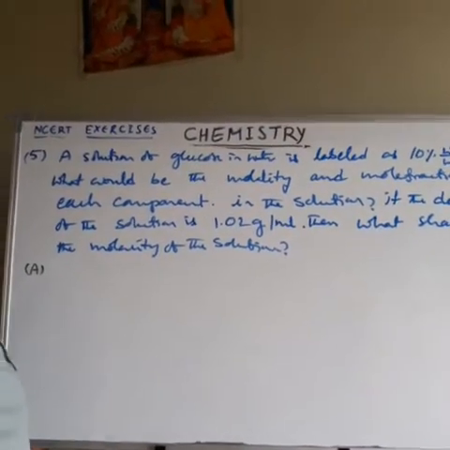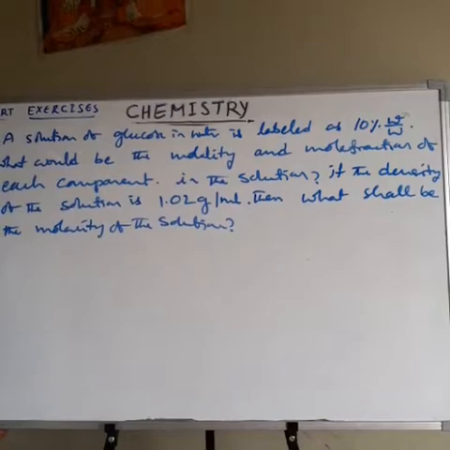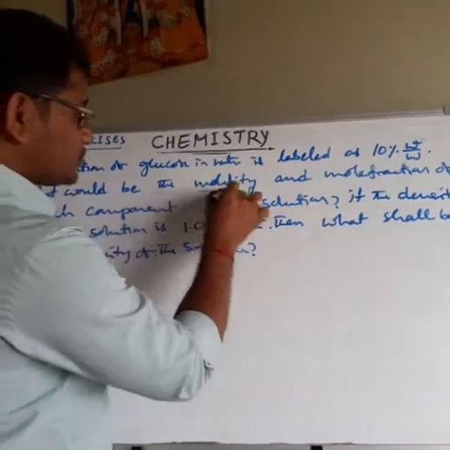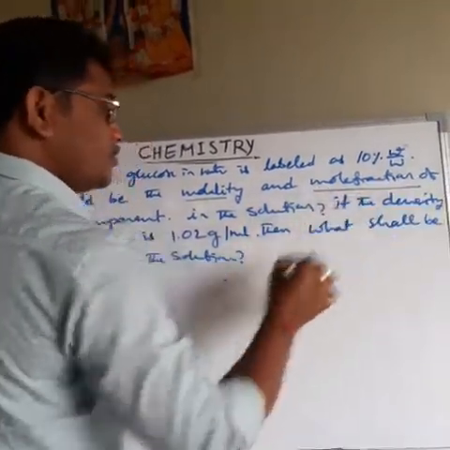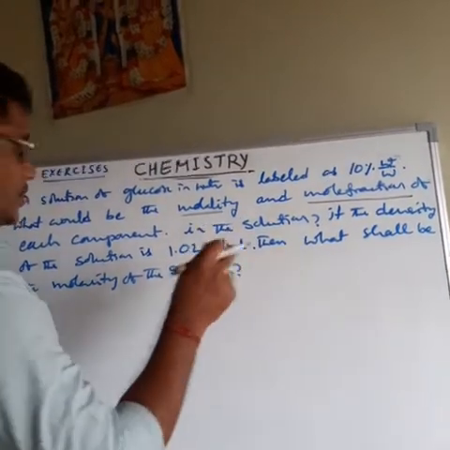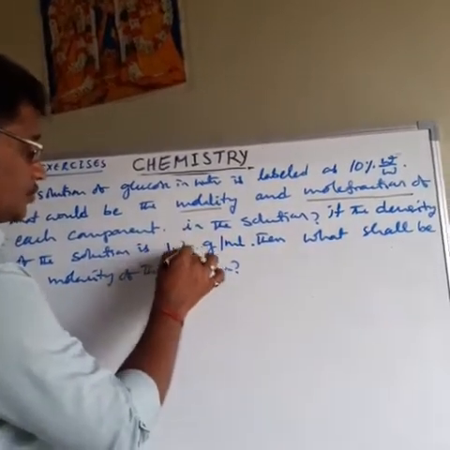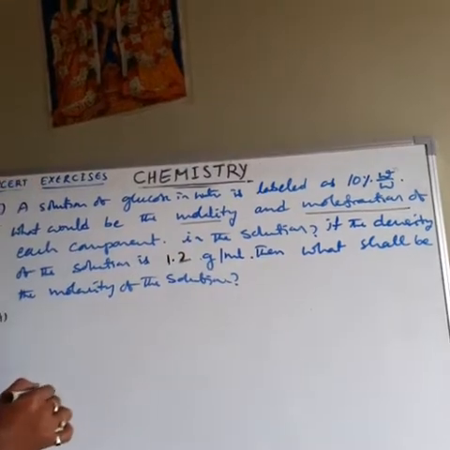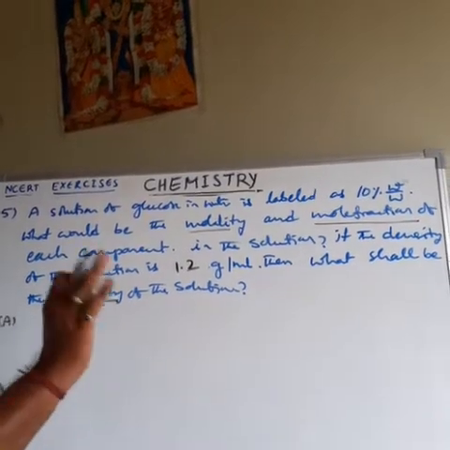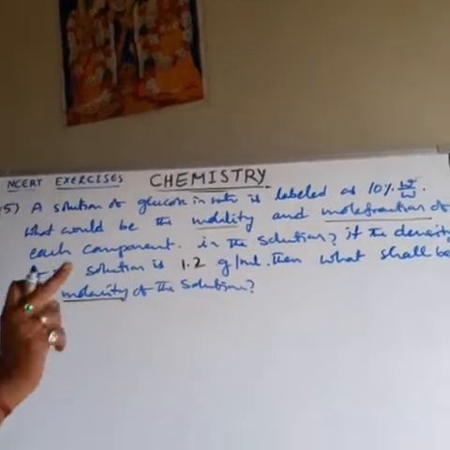Let us see question number 5. A solution of glucose in water is labeled 10% weight percentage. What would be the molality and mole fraction of each component in that solution? If the density of the solution is 1.2 gram per milliliter, then what shall be the molarity? So we have to find three things: first molality, second mole fraction, third molarity.